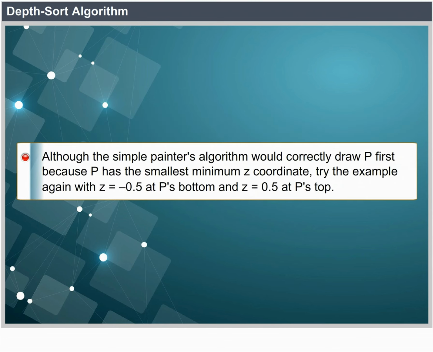Although the simple painter's algorithm would correctly draw P first because P has the smallest minimum Z coordinate, try the example again with Z equals minus 0.5 at P's bottom and Z equals 0.5 at P's top.